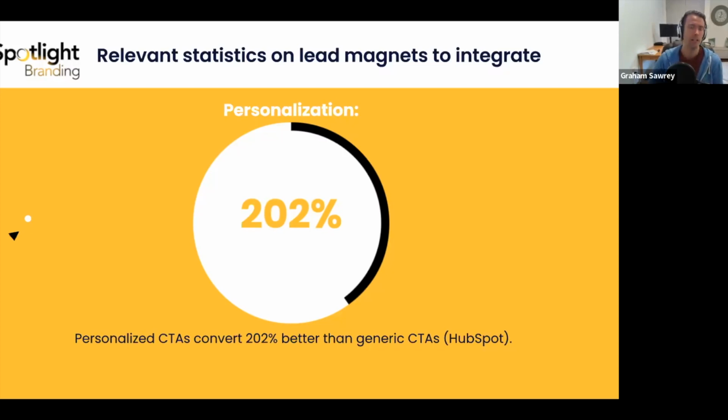But personalized CTAs, it's back to that research phase, right? Speaking that language specifically to who your customer base is, it's worth its weight in gold. Really focusing and using those selective words to speak to a specific audience as much as possible, and using those pain points. Those are all key factors to getting that 202%. Yeah.